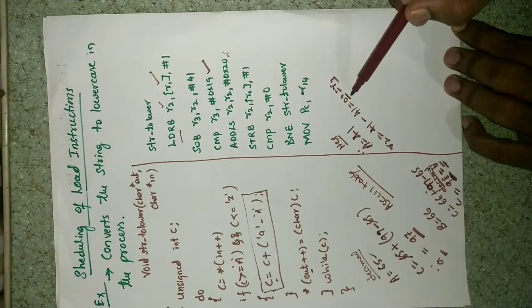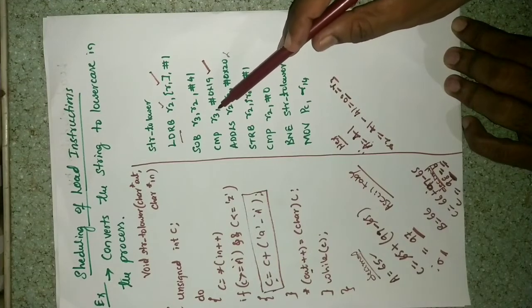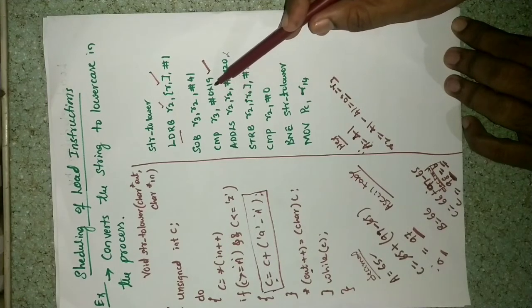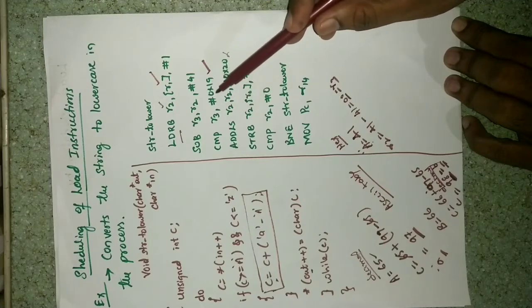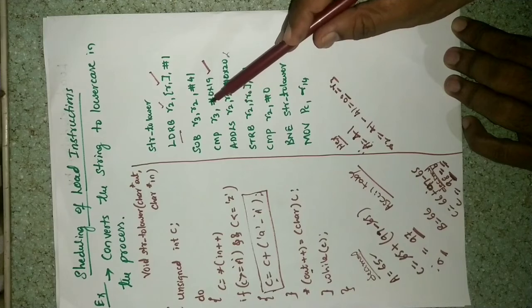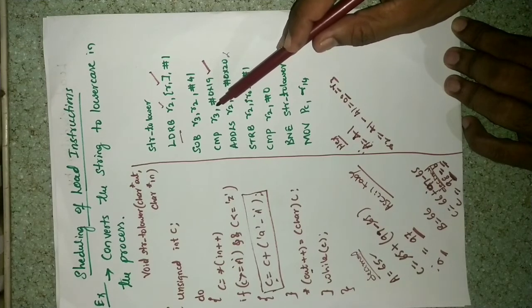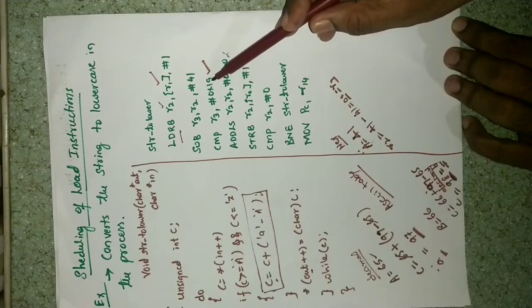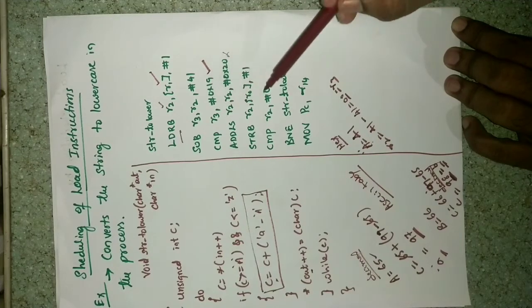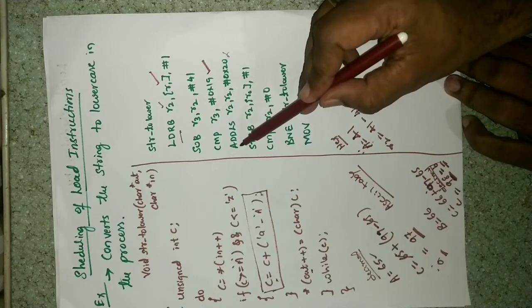So in R3, what is the value? It is 0. R3 is not equal to 19. In the comparison, if R3 is less than this value, the carry flag will be set. If R3 is equal to 19 or greater than or equal to 19, the carry flag will be reset.